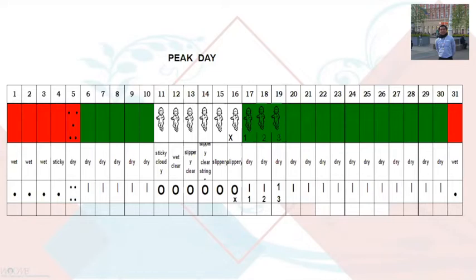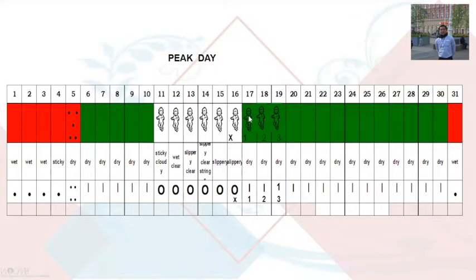Is day 31 a menstruation? The answer is yes. Why menstruation? Because of the following reason. It is preceded by a peak. There is a peak day. And there is a luteal phase.